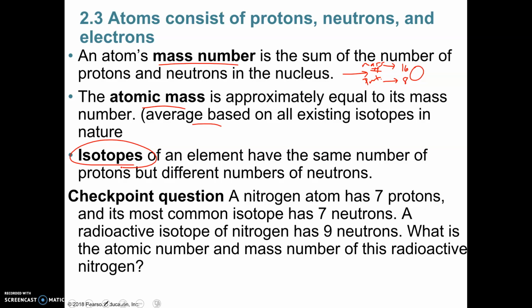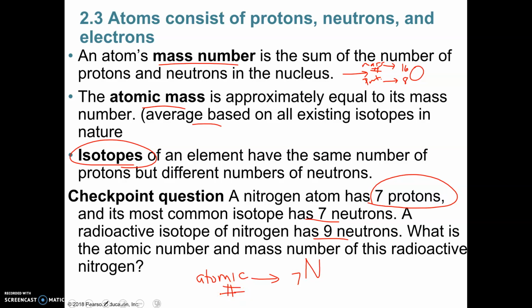So for this checkpoint question, it says that a nitrogen has 7 protons, and its most common isotope has 7 neutrons. The radioactive isotope has 9 neutrons. What's the atomic number and the mass number of the radioactive nitrogen? Well, let's start with atomic number. So nitrogen, they just said, has 7 protons. That's never, ever, ever going to change, even in an isotope. So the atomic number is going to be 7 in both nitrogens.